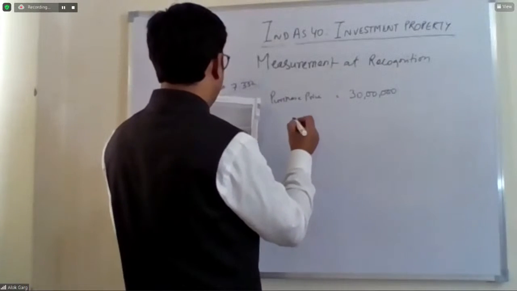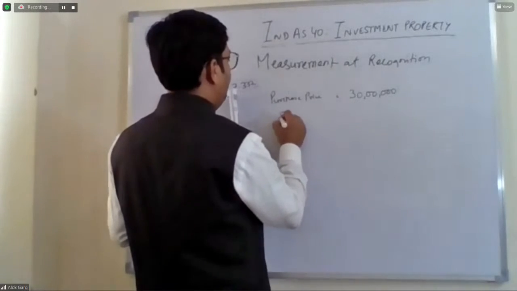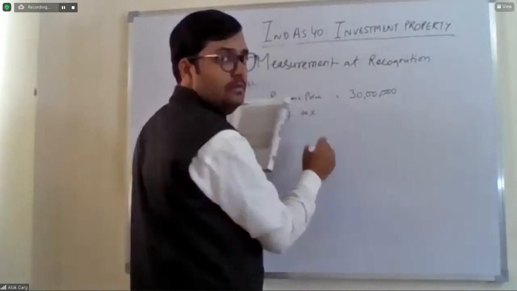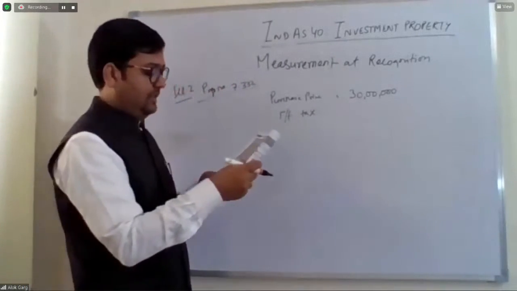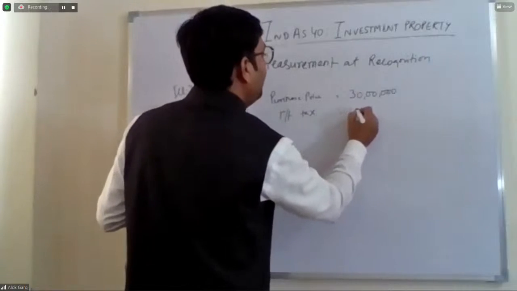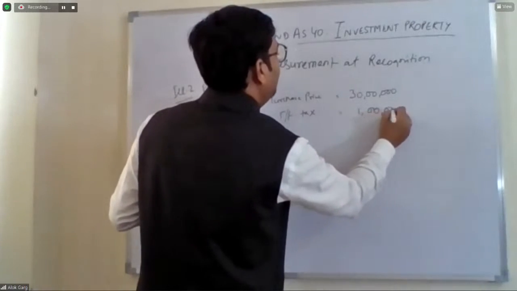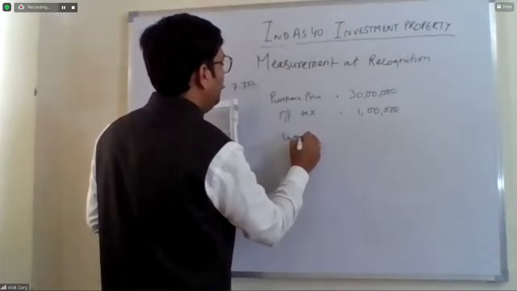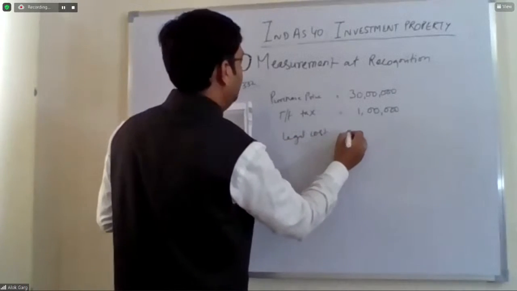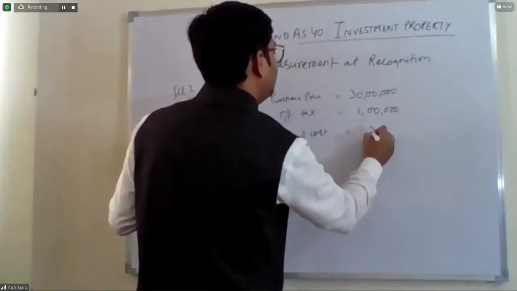And there are property transfer taxes and direct legal cost. So transfer tax is 1 lakh rupees. Legal cost is 20,000 rupees.